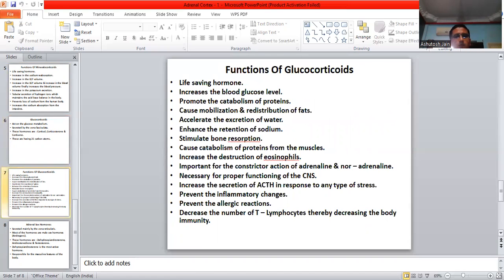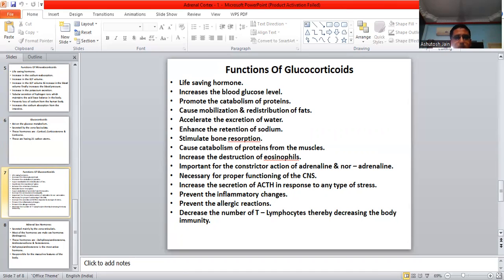Functions of glucocorticoids. These are very important. Kindly go through them very carefully. These hormones are life-saving hormones: they increase the blood glucose level, promote the catabolism of proteins, cause mobilization and redistribution of fats, accelerate the excretion of water, enhance the retention of sodium, stimulate bone resorption, and cause catabolism of proteins from the muscles.